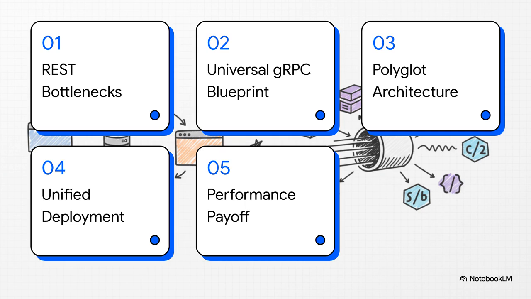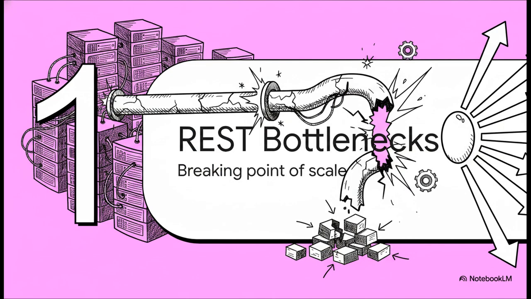Here's our roadmap for the explainer today. First, we'll look beyond REST's bottlenecks. Then, we'll check out the universal gRPC blueprint. From there, we'll dive into our polyglot architecture with 3 different languages, explore unified deployment, and finally, look at the actual performance payoff.